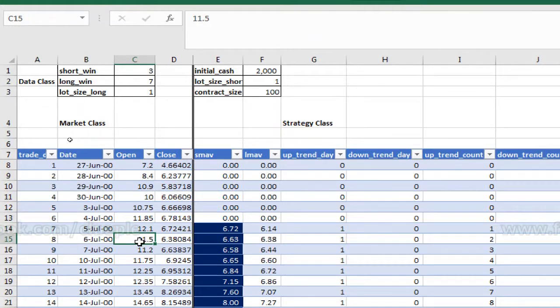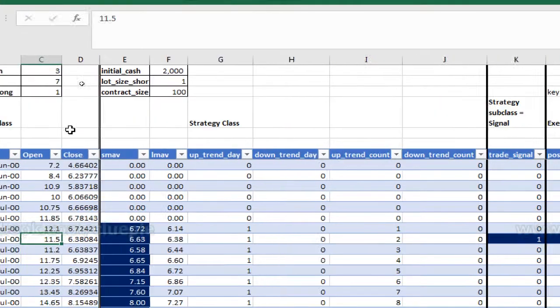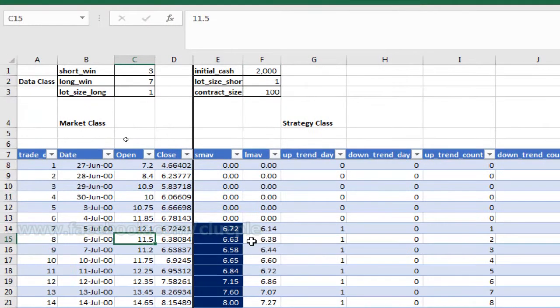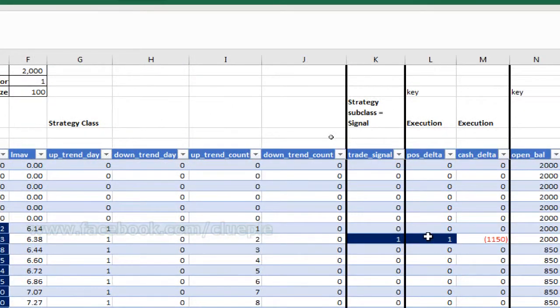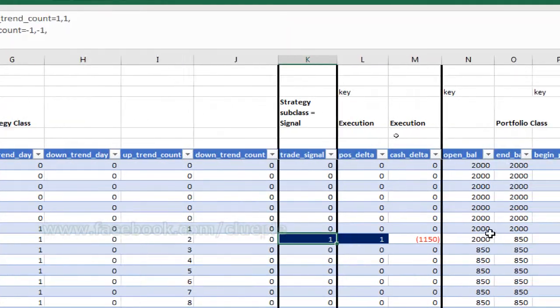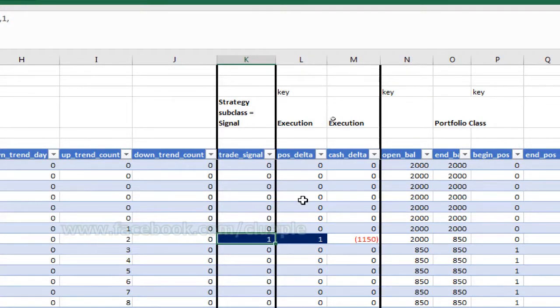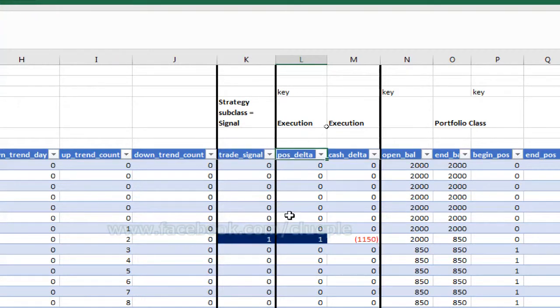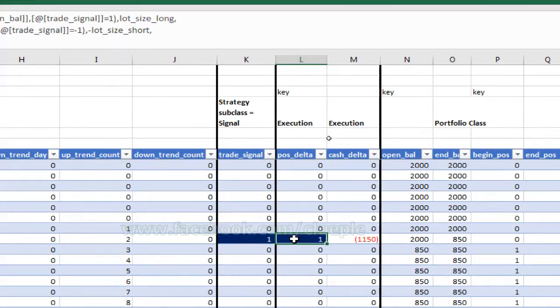Number 8. Okay, 11.5 times the contract size 100. I just set all the lot size per order to just one lot. So I'm just buying 100 shares at 11.5 because I see a trade signal equals 1. When I see the trade signal equals 1, I buy, right? So my position delta, which is this one, equals positive 1.